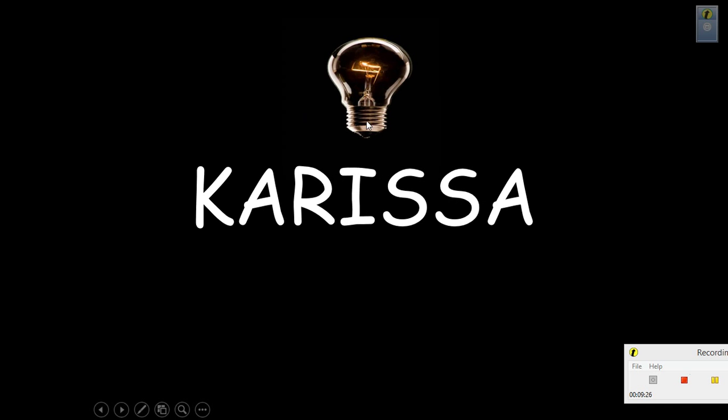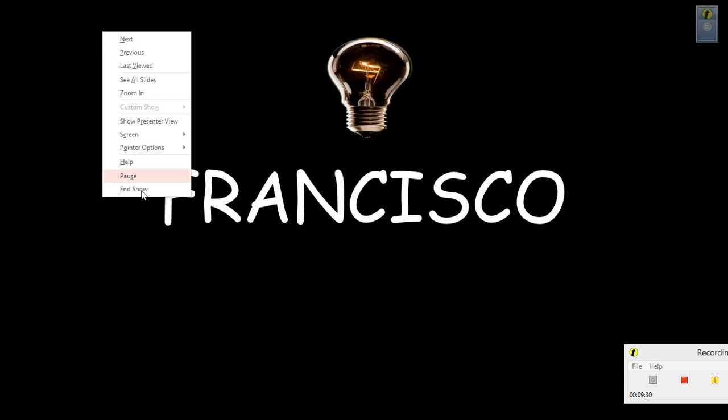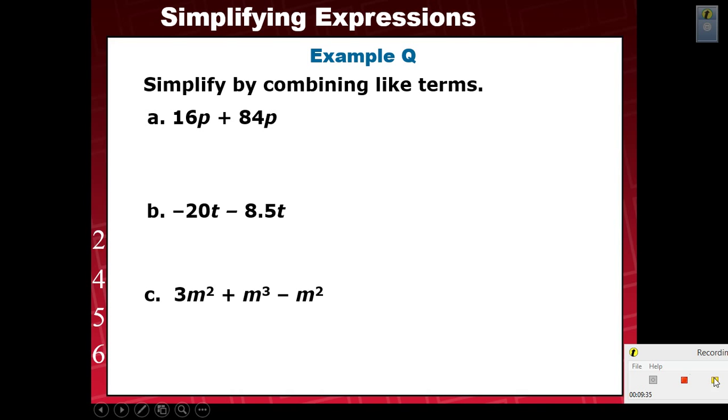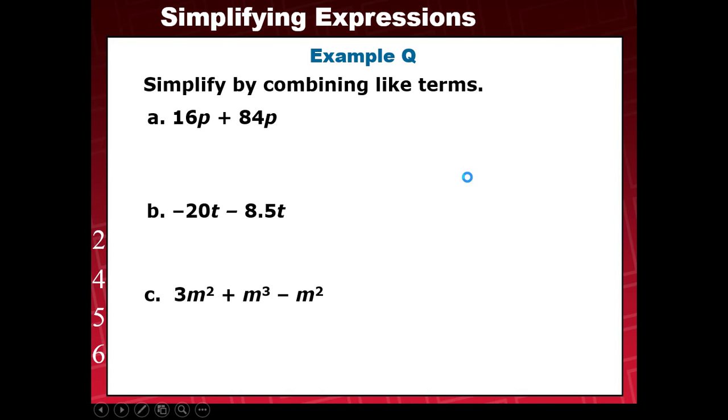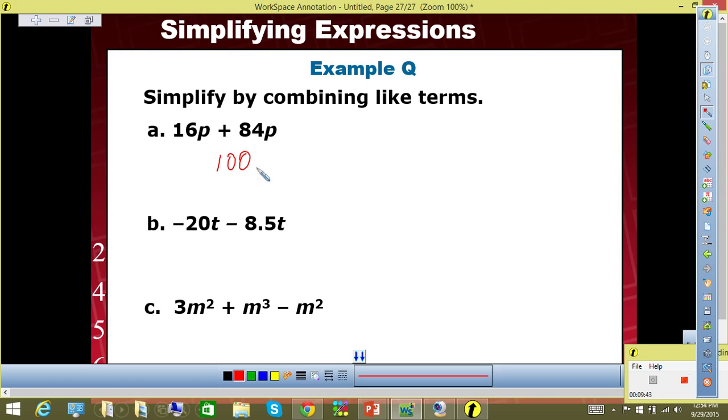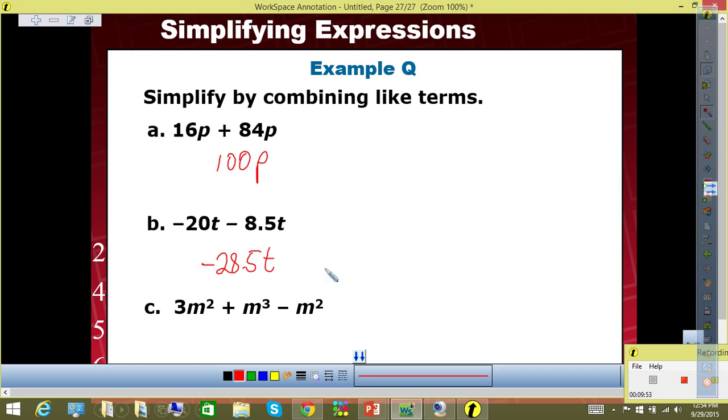Okay, let's see. Francisco, what'd you get for A? For A, 100p, yes? B? Negative 28.5t. And for C? M cubed plus 2m squared is correct. If you wrote it the other way around, I would have taken the point off. You need to start writing it in standard form. Remember that? Yes, Mr. Q. All right, good. So we got this, right?